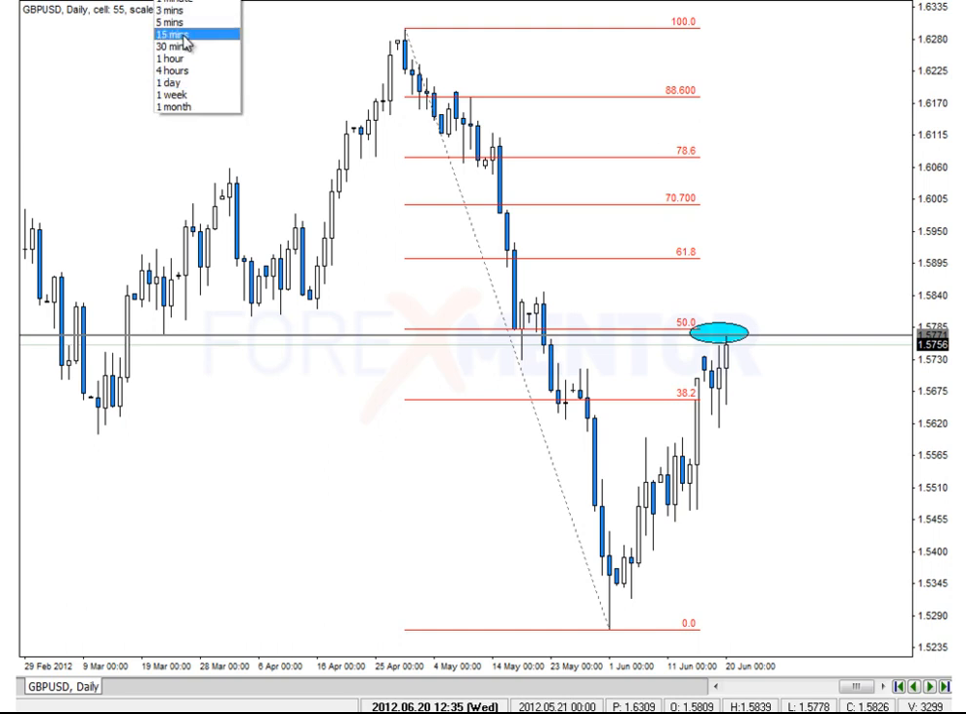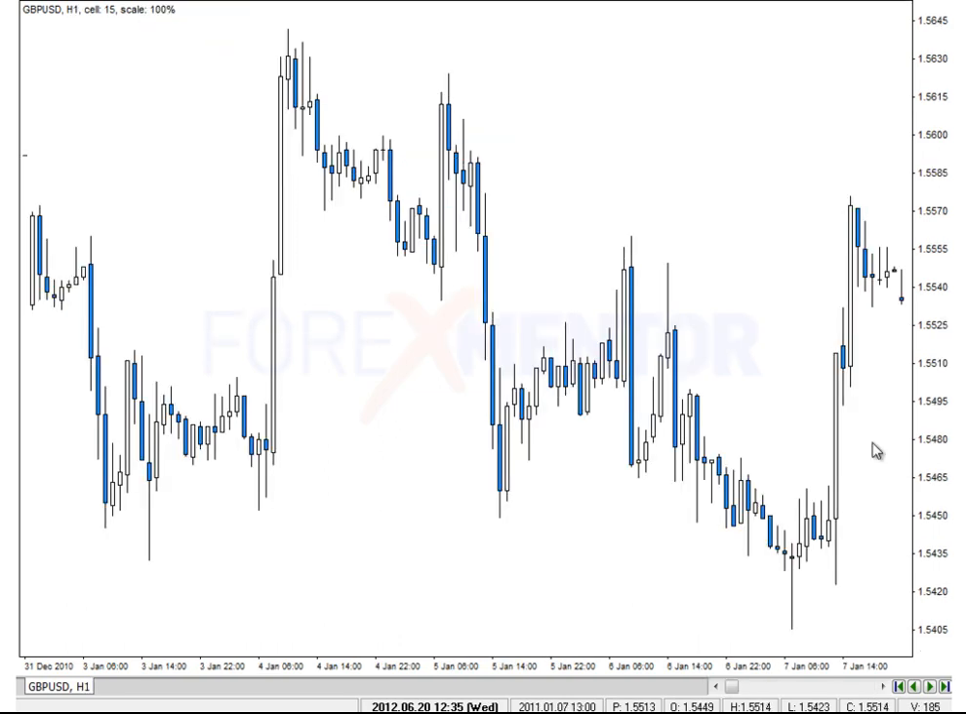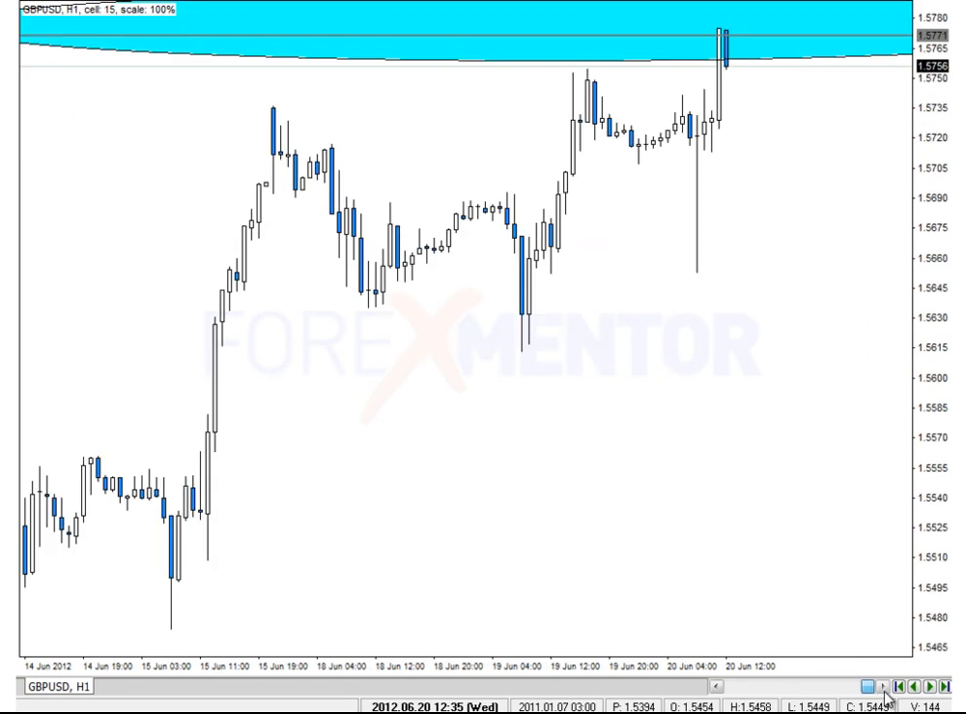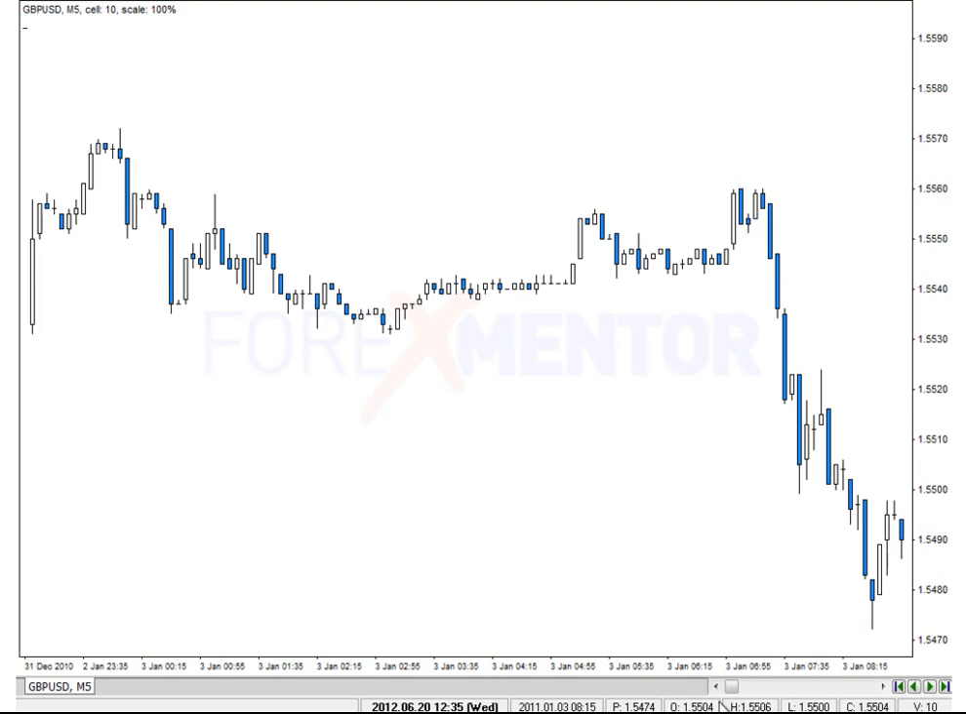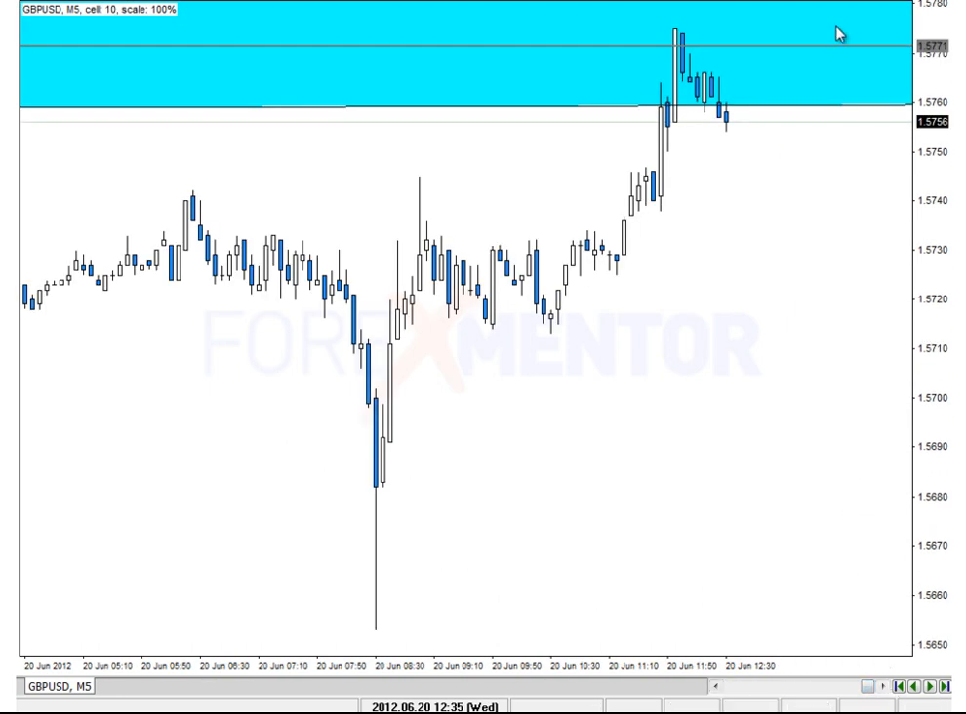So if we move over to the smaller time frame, let's move to an hourly chart quickly. You can see price moved up, spiked into that level of resistance. Nice big spike up there. If we move now to the 5-minute chart, you can see the nice rally, price hit that key level and then it started to break to the downside.